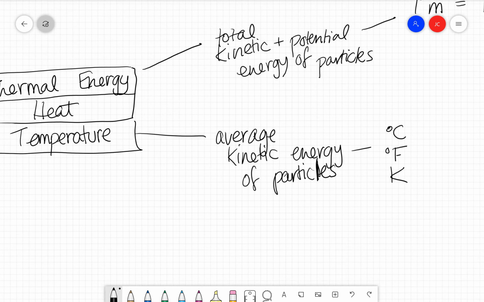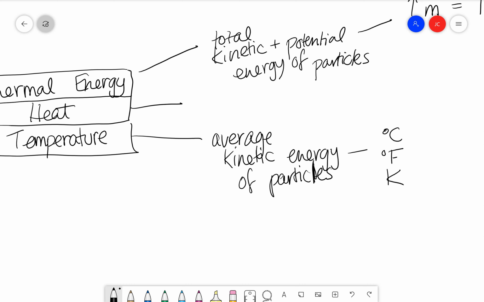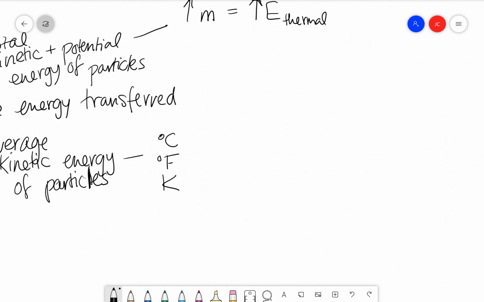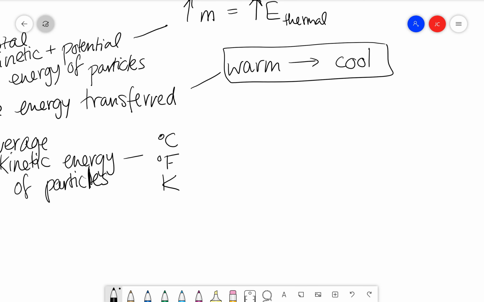And finally, we have the concept of heat. And heat is related to thermal energy because it's the thermal energy transferred, typically from one object to another, and always from warm to cool. This is very important. Heat always transfers from a warm object to a cool object. You can never have temperature or thermal energy transfer in the reverse direction. Things do not go from a cool object to a hot object. It will not happen. The laws of the universe say warm to cool.